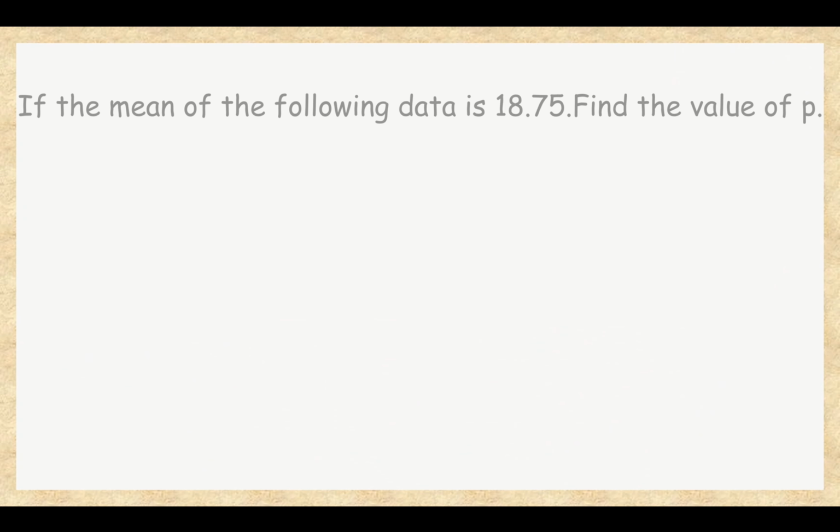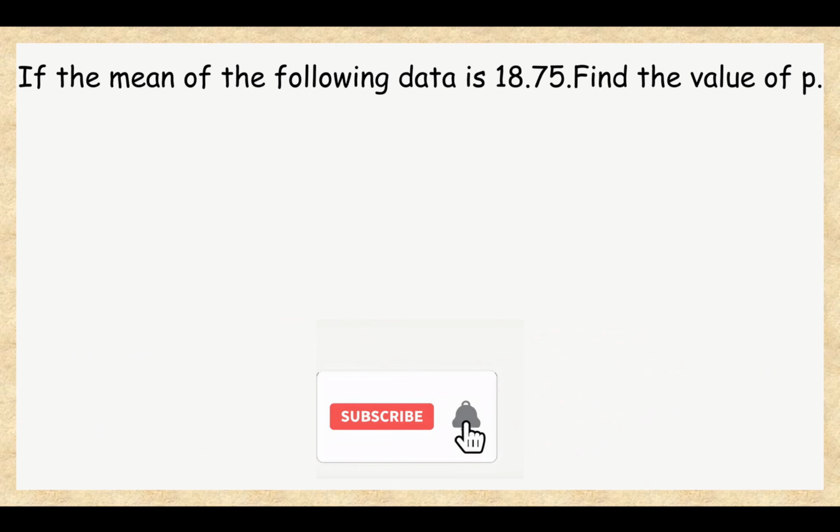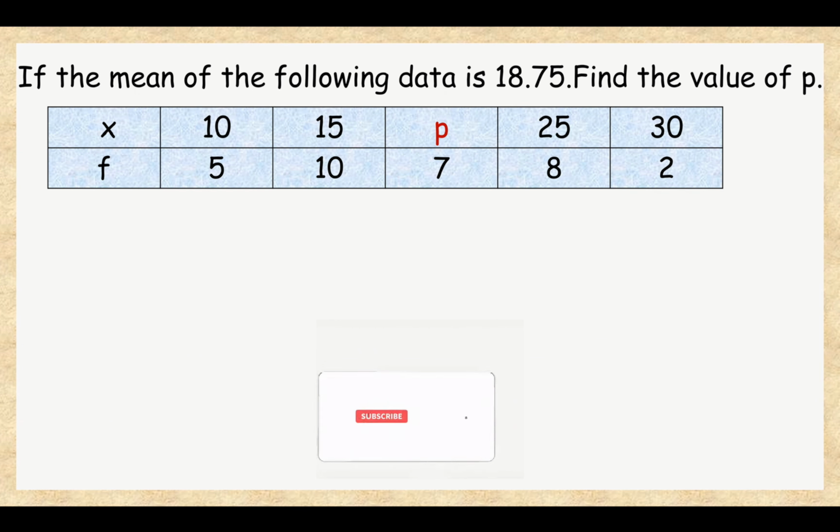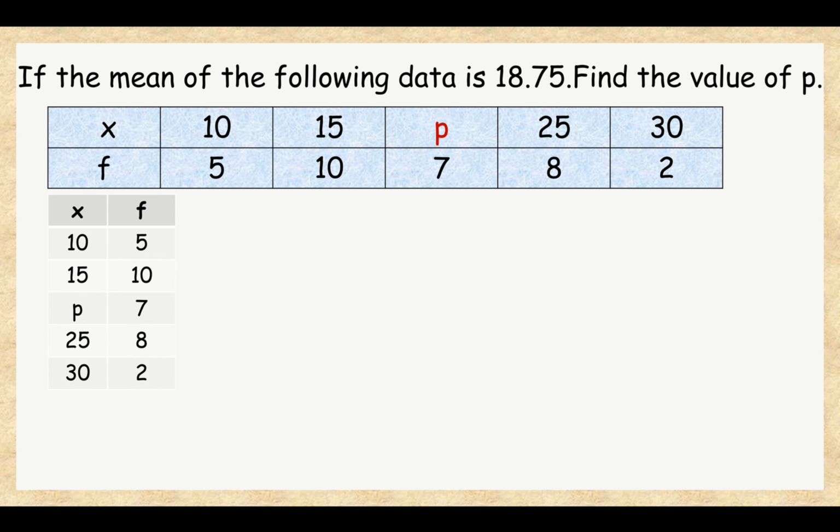If the mean of the following data is 18.75, find the value of P. Check what is given and what you have to find. Here they have given you mean. Mean is 18.75. You have to find the value of P. That is missing observation. The method is same as the previous sum. First we need to take X column. Then we have to consider the frequency column. You have to add all the values in the frequency column.